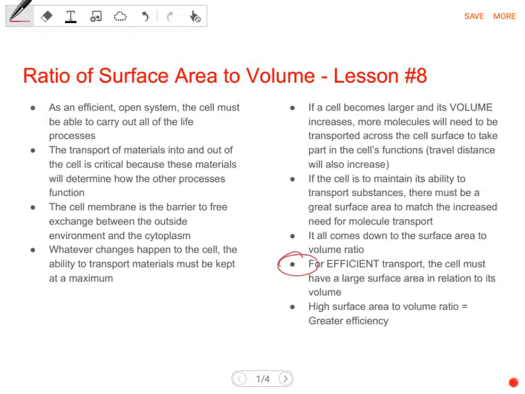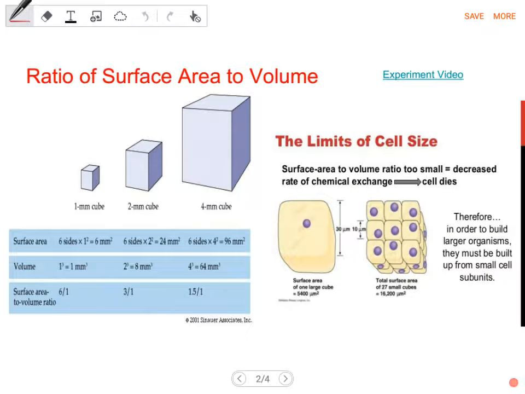Again, you can read about this in the book, but what I'm here to tell you about is how to do the actual calculations. If you look right here, just some basic, little examples. You have a small cube. It's a 1 millimeter cube. So each side is 1 millimeter. So if you have 6 sides on a cube, that's 6 millimeters squared in total surface area. The volume is length times width times height, which would be 1 times 1 times 1. In that case, you get a 6:1 surface area to volume ratio.